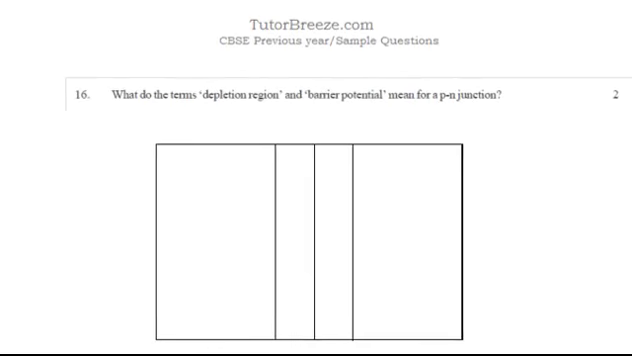Now let us take a look at a PN junction. Say this is an N-type material and this is a P-type material, and this is the junction at which they are joined together. On the N side there is a high concentration of electrons, and on the P side there is a high concentration of holes. Due to this difference in concentration, the electrons will diffuse across from the N side to the P side, where the electrons will combine with the holes.